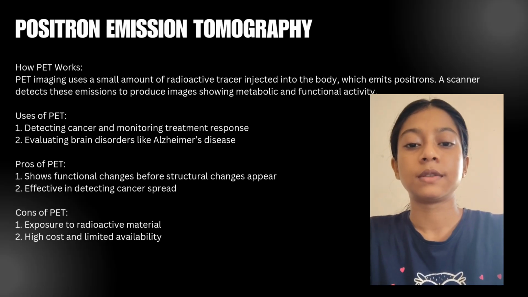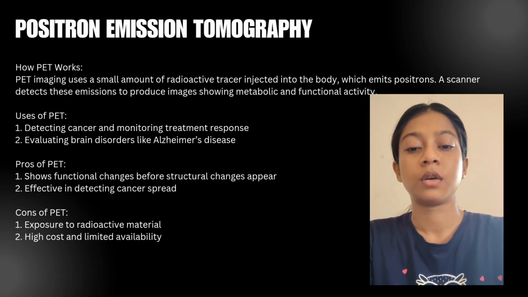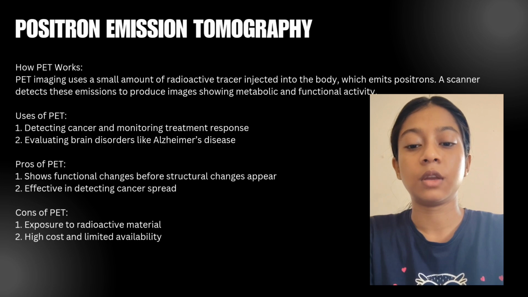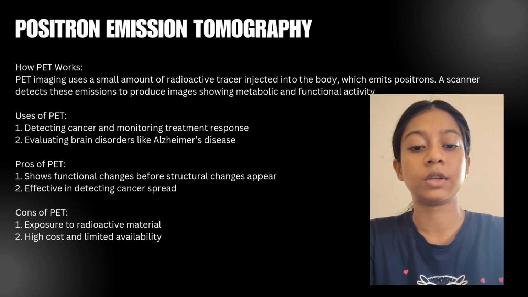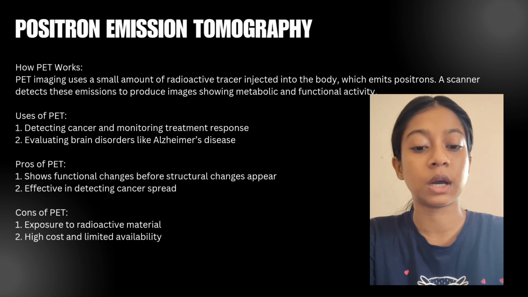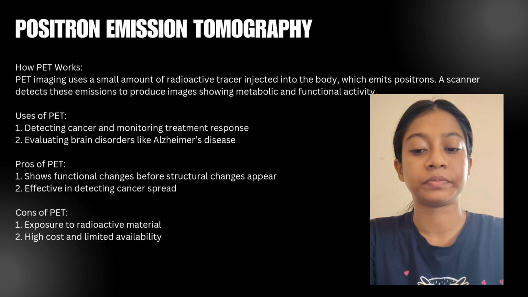Now our next topic is positron emission tomography. Positron emission tomography involves injecting a small amount of radioactive tracer into the body. The tracer emits positrons which collide with electrons, producing gamma rays. These gamma rays are detected by the scanner and a computer creates images showing the metabolic activity of tissues and organs based on tracer concentration.